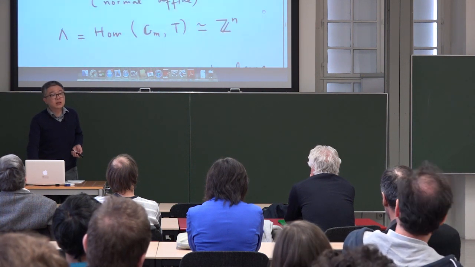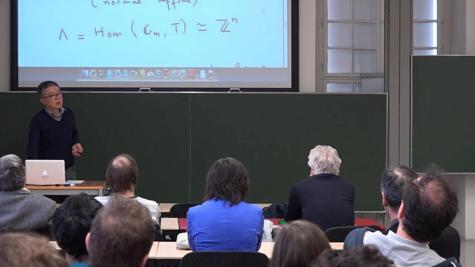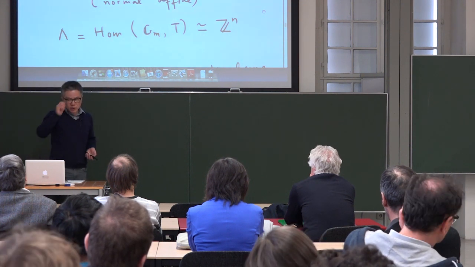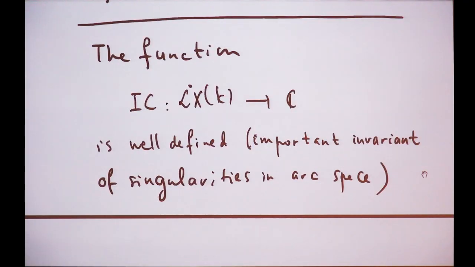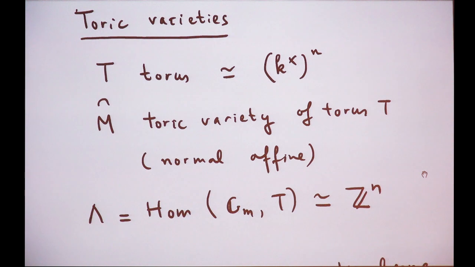For example, for toric varieties. The simplest singular spaces you can do are toric varieties. So let me recall what toric varieties are. A toric variety has a torus T, like the multiplicative group to the power n, for some n. And a toric variety is a variety that contains T as an open subset, and T acts on it.